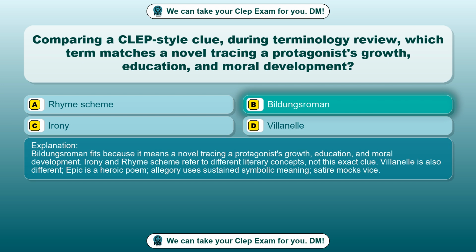Bildungsroman fits because it means a novel tracing a protagonist's growth, education, and moral development. Irony and rhyme scheme refer to different literary concepts, not this exact clue. Villanelle is also different. Epic is a heroic poem, allegory uses sustained symbolic meaning, satire mocks vice.